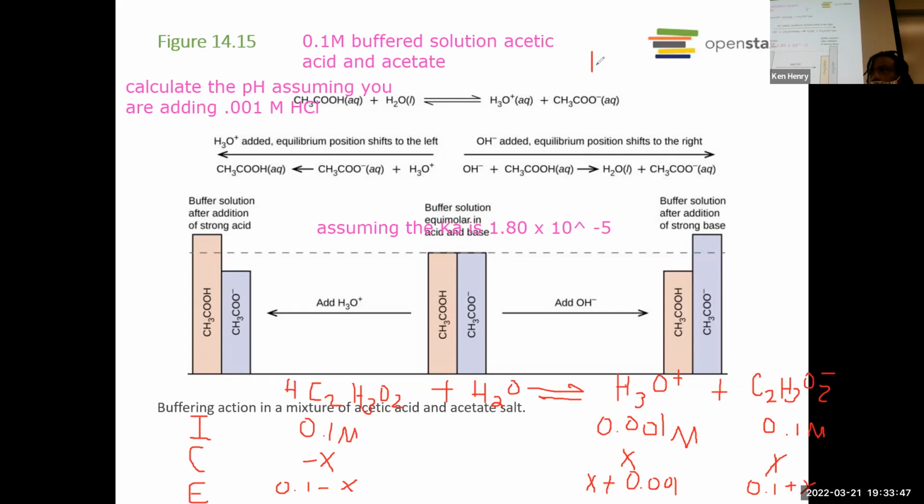Okay, so my Ka is going to equal (X plus 0.001) times (0.1 plus X) all over (0.1 minus X).